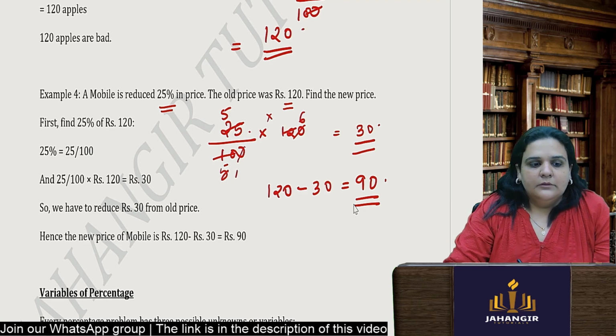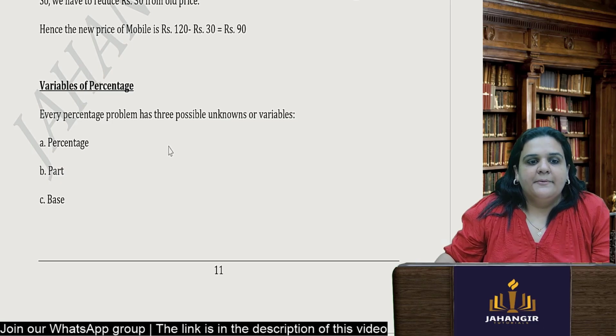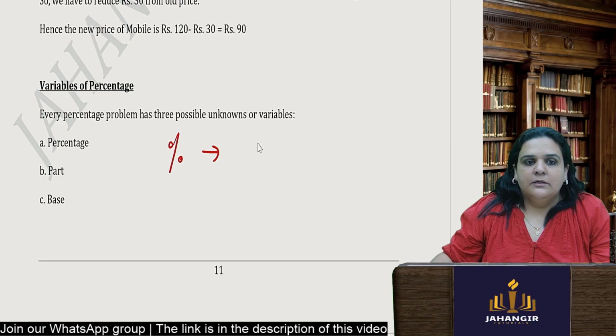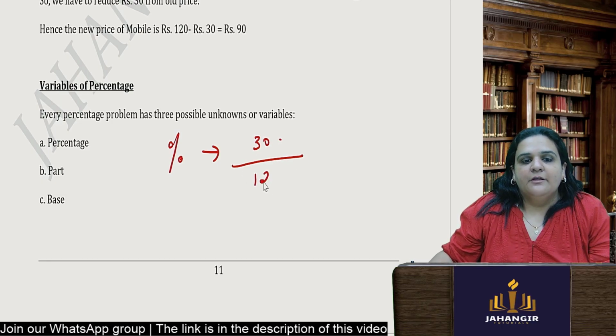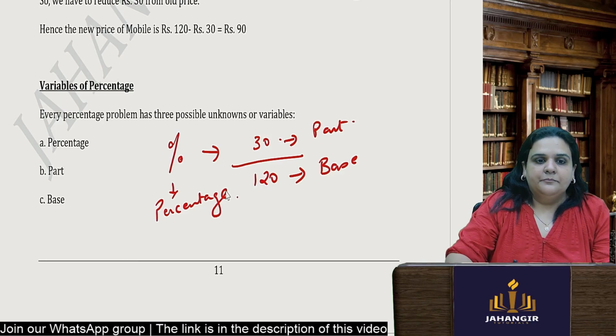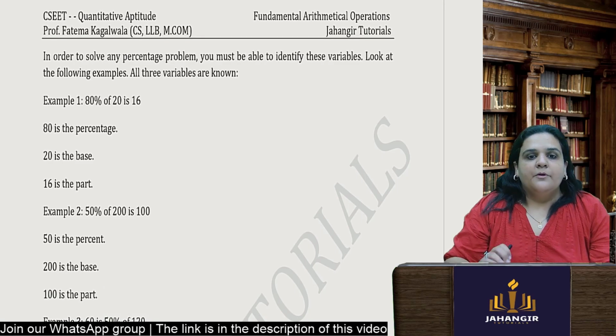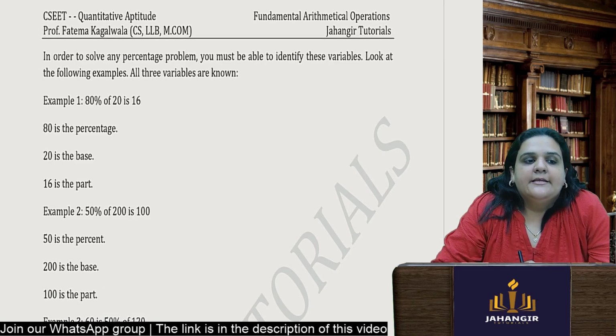Okay. Then we have the variables of percentage. One, I told you, is the percentage. Then we have the part value. In this sum we had the part value. And then we have the base, 120. So this is the base, this is the part, and this is the percentage. These are the 3 variables of the formula. Now, in order to solve any percentage problem, you are supposed to identify these variables.